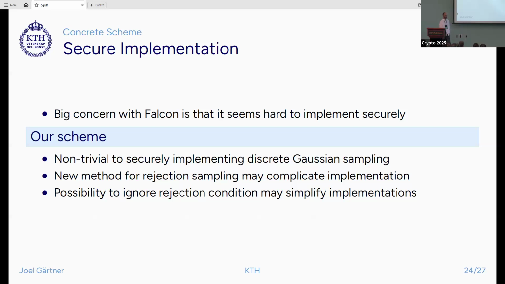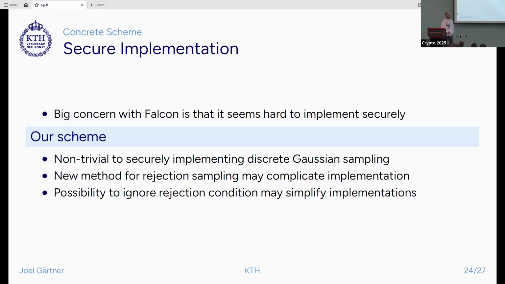Compared to Dilithium, there are, however, some downsides in terms of implementation complexity for our new scheme, in that, firstly, it's previously proven to be non-trivial to perform rejection sampling from Gaussian distributions. Additionally, our new method for rejection sampling may somewhat complicate implementations. However, we also have a benefit compared to Dilithium in that we can easily parameterize our scheme so that we do not have to perform rejections at all, which may simplify implementations.